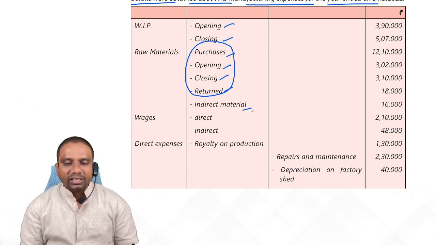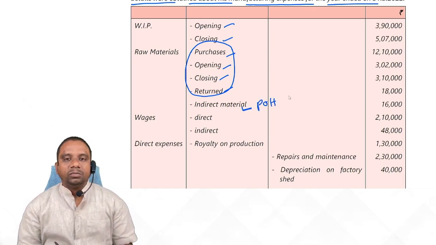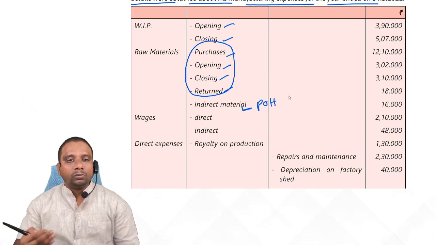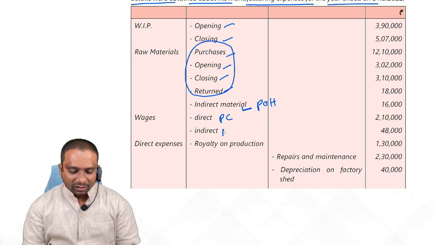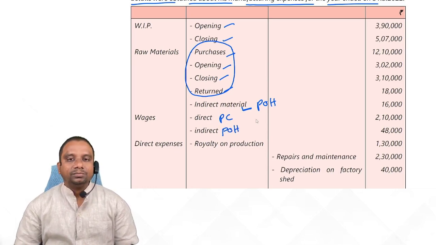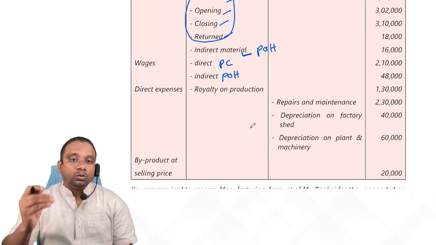Next, indirect material, P&L account debit. Sorry, indirect material is considered under production overhead, because first we have to write prime cost. After that, production overhead. Next, wages are prime cost, and indirect wages are production overhead. Both are debited to the manufacturing account. But first we have to write prime cost.